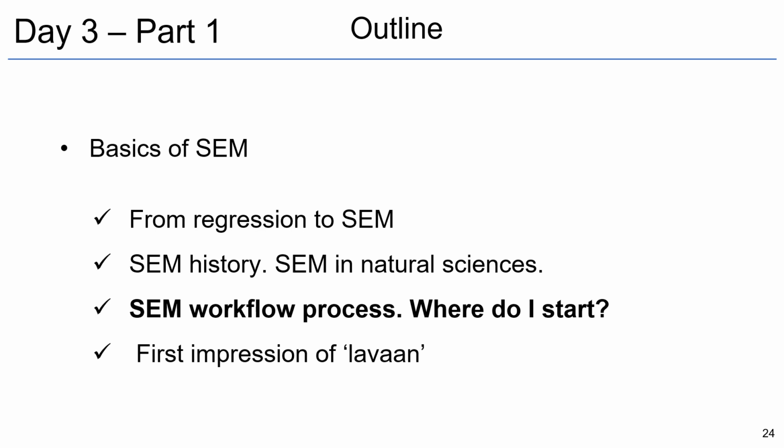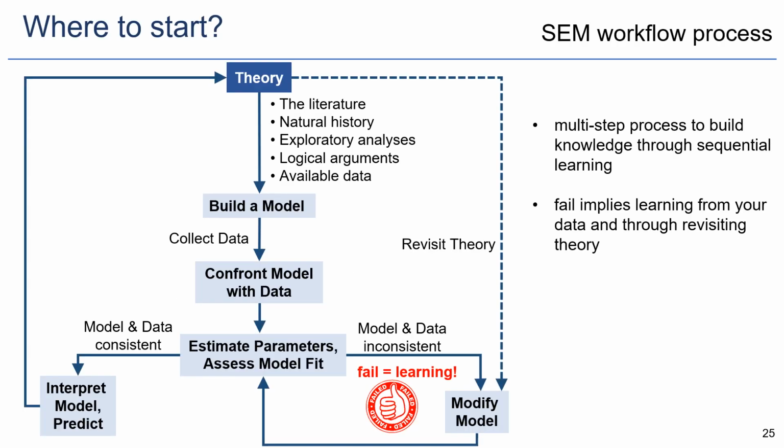And next, I would like to talk about the workflow process of SEM and where do we start if we want to implement SEM in our research project. And here I show the steps of the SEM process. So first we start from the theory based on which we build our hypothesis. And the theory is the literature or the previous experiments or available data or some logical arguments. And based on that, we build our hypothetical network of relationship between the study variables.